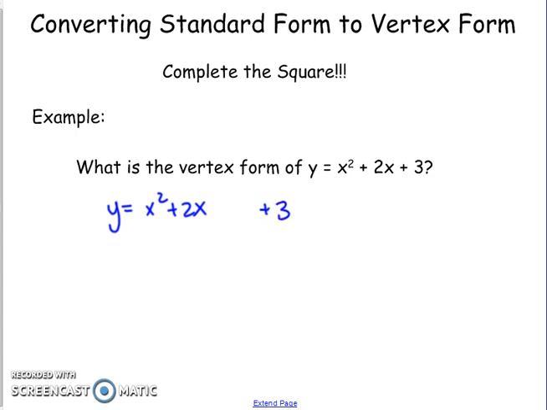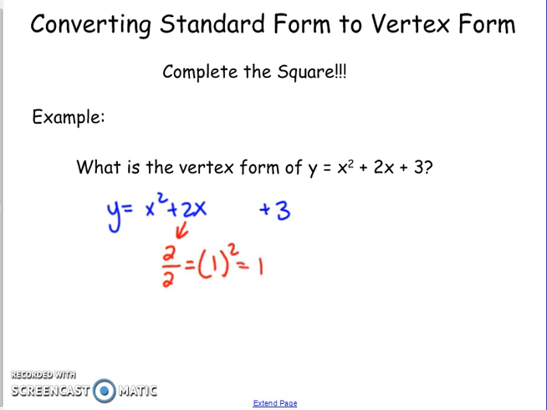This is different than solving using completing the square because there's no equal sign here. Technically, yes, there's an equal sign with the y, but we can't move things to the side that the y is on. So since I can't move that 3 to the other side, I'm just going to scoot the 3 down. From here, I'm going to complete the square. I'm going to take the 2 and divide it by 2, and I get 1. I'm going to square it, and I get 1.